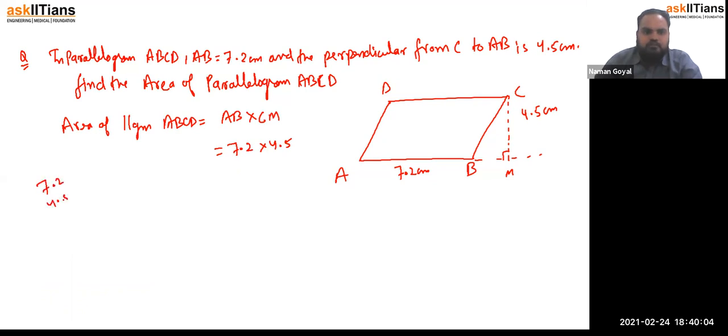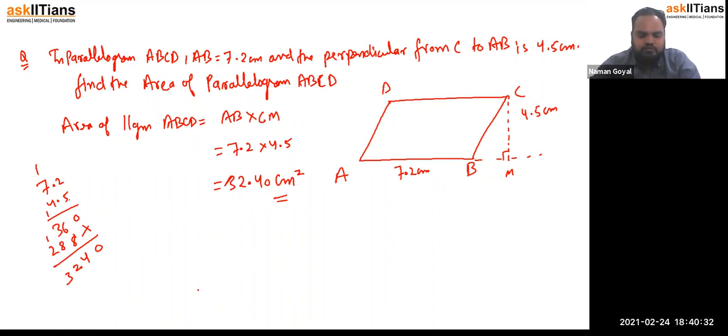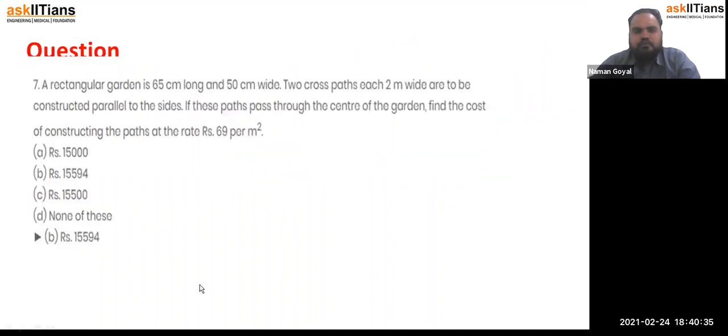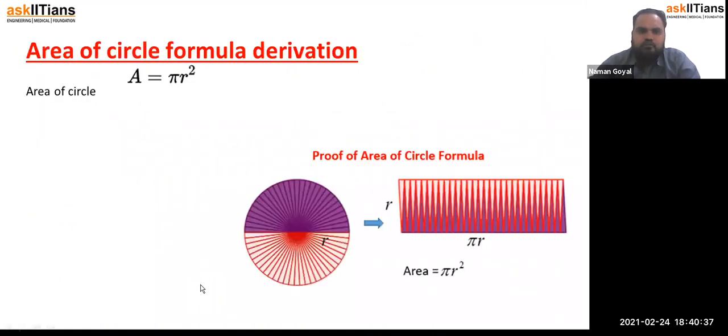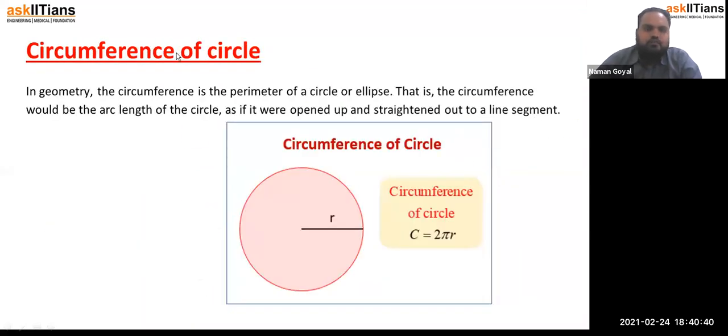7.2 multiplied by 4.5, 5 sevens are 35, right? Then 36, and so on. So the answer you will get is 32.40 centimeter square. So this is the answer for this particular question. Are you getting my point? First we are going to learn about the concept, then we are going to do some questions. Now next is what?